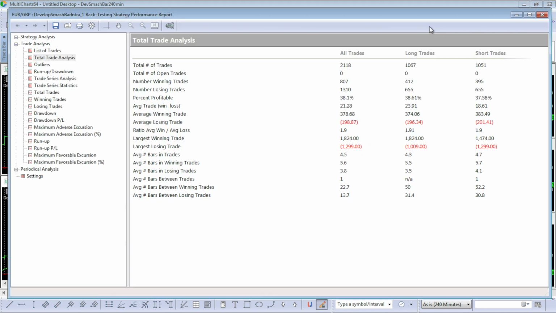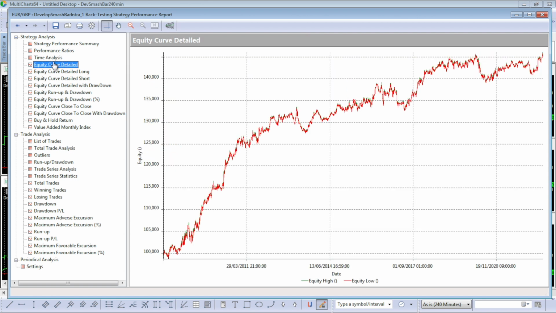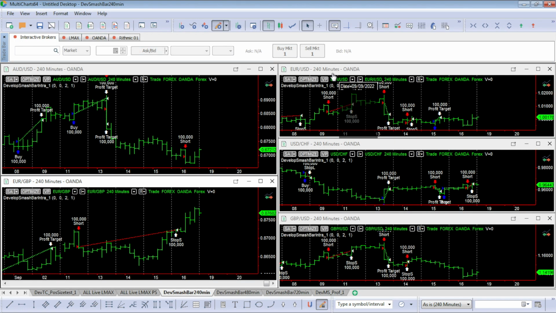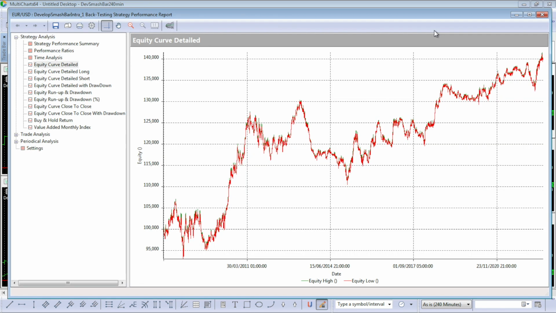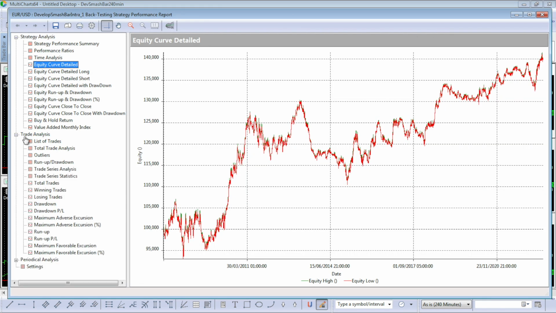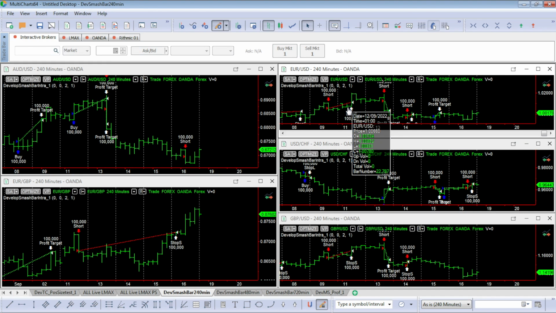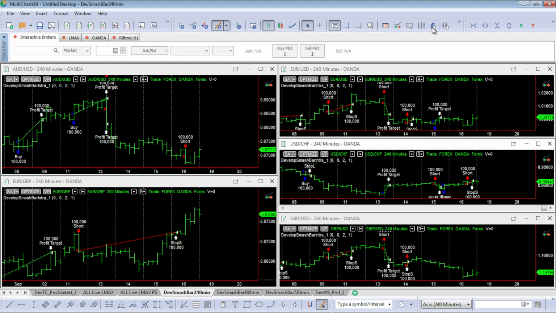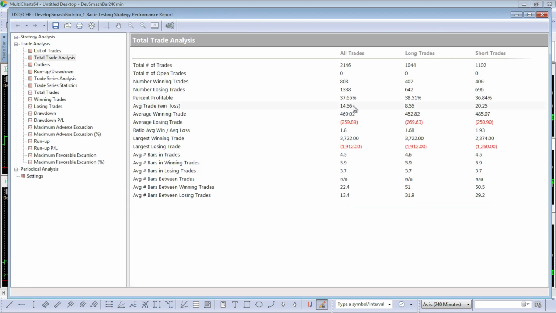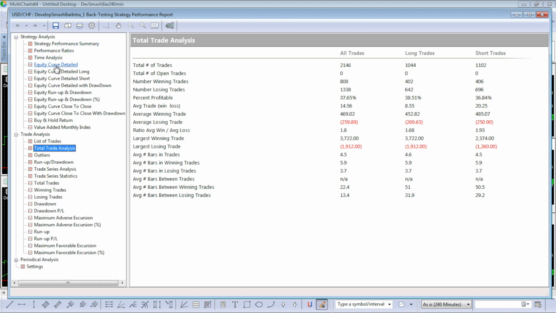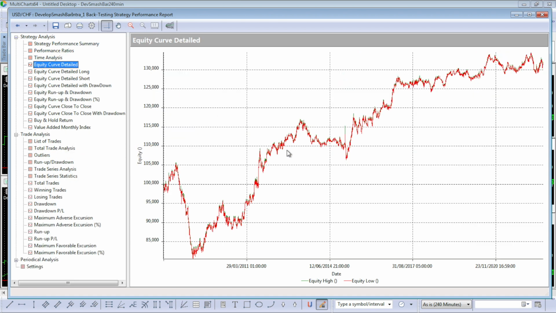Euro pound, again, small average trade, but pretty consistent behaviour in the equity curve. So with some improvements, we might be able to do something with this. Euro dollar, there's the equity curve. Average trade again, still small, 18. Dollar, Swiss franc, small average trade, too small. But the equity curve, apart from early years, does show some consistent behaviour.